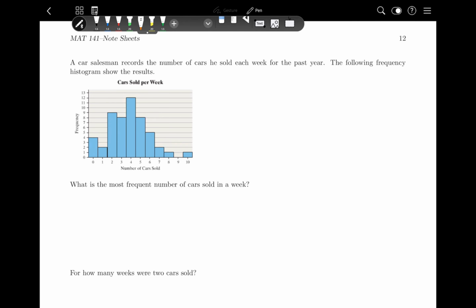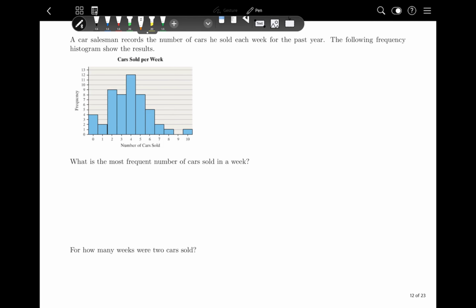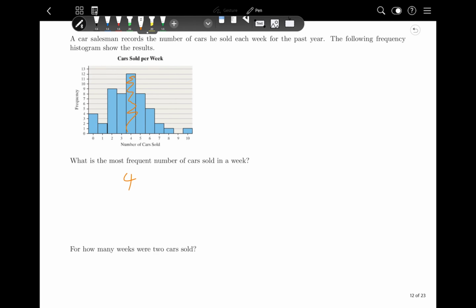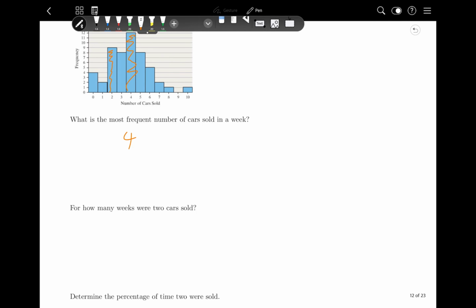Okay, so now that you've had a chance to try those, let's go through them together. What's the most frequent number of cars sold per week? That's the tallest bar. So that would be 4. How many weeks were 2 cars sold? This is number of cars sold in a week. So we go to 2 and we count the frequency. The frequency is how many times 2 cars were sold in a week. So that would be 9.